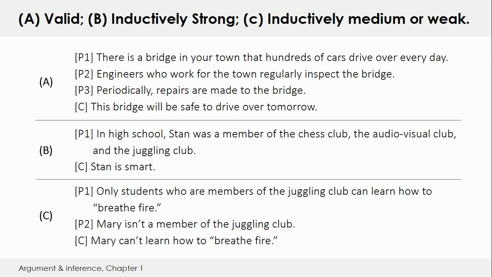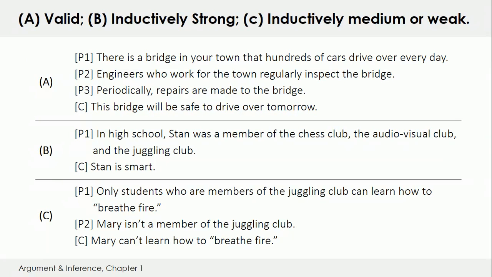All right. So, A, this is wrong. A, it's actually invalid. But it's inductively strong. And we don't know if it's cogent or not, but if those premises are true, then yes, we get a strong argument. Okay.